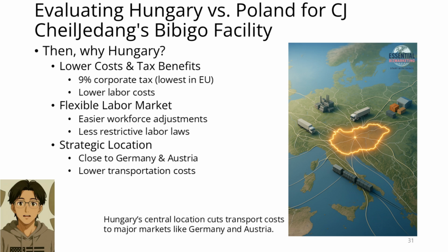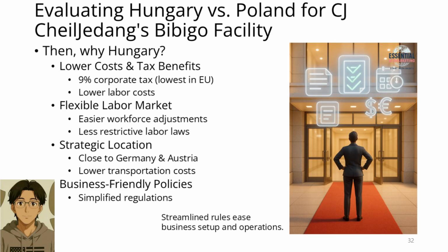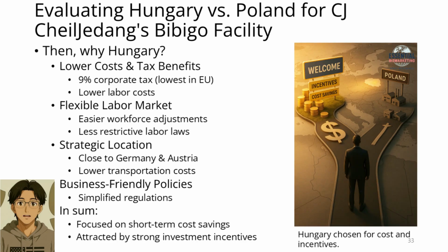Hungary's strategic location also mattered. Its proximity to Germany and Austria reduces transportation costs and supports easy access to key European markets. Simplified and business-friendly policies further enhanced Hungary's attractiveness. Easier regulations make setting up and operating a business faster and less complicated. In summary, CJ Chiljedang likely prioritized short-term cost savings and strong government incentives. These combined factors led to the decision to choose Hungary over Poland.